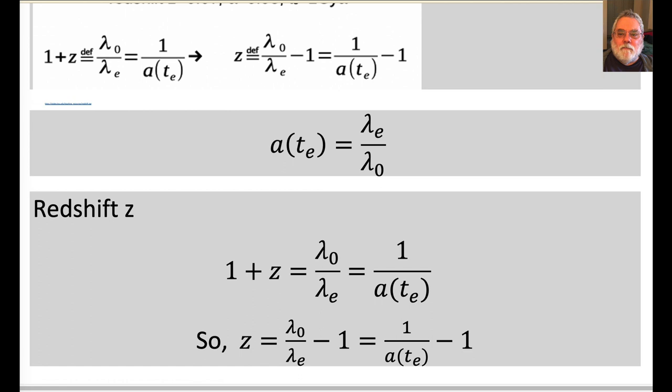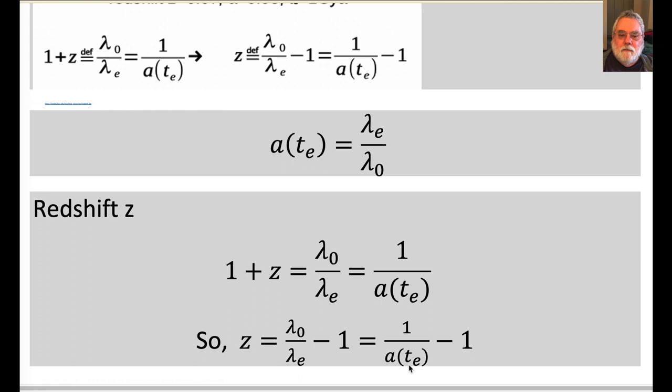However, astronomers who image distant galaxies don't quote the scale factors in their publications and conversations. They use the redshift value Z, that is 1 over the scale factor at emission minus 1.